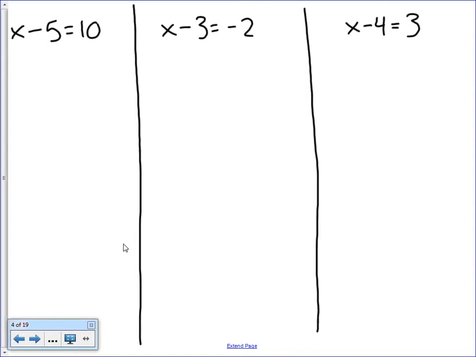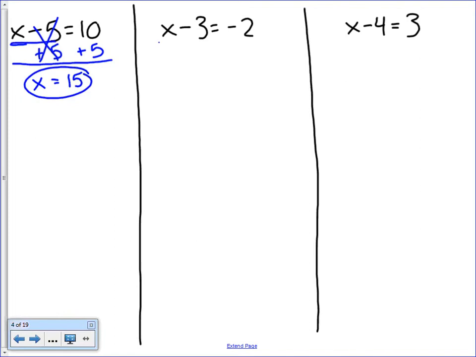And a few different examples here. Let's take a look at the first one. Again, you want to isolate the variable, get the x by itself. So for this one, let's add 5 to both sides. Okay, when we have that subtraction, we have to add to get rid of it. So the 5's will cancel. I just have an x on the left side, and that equals 15. So x equals 15. 15 minus 5 gives me 10.